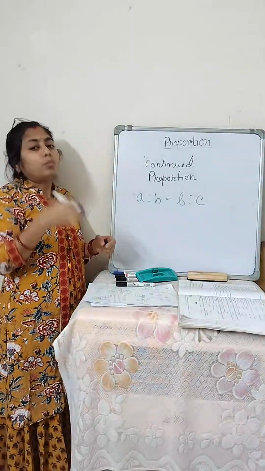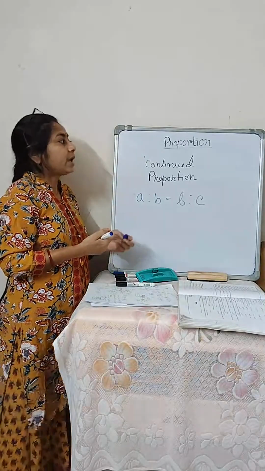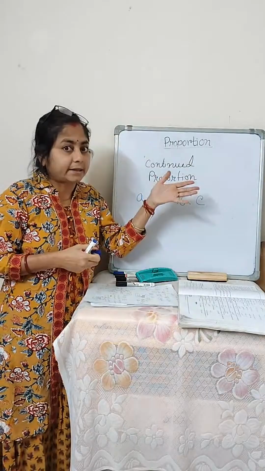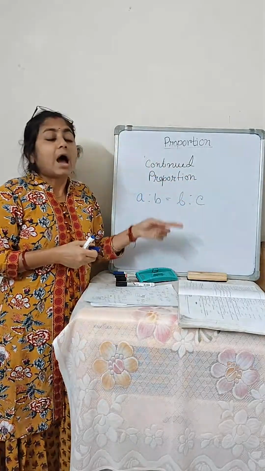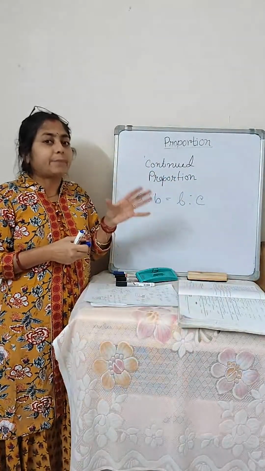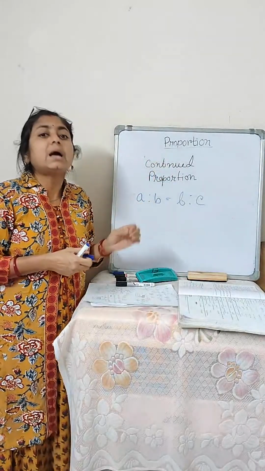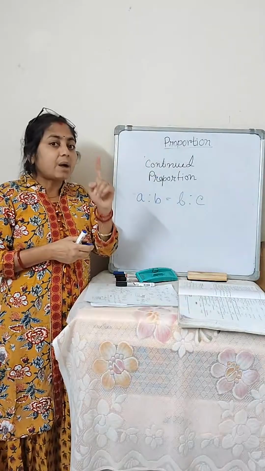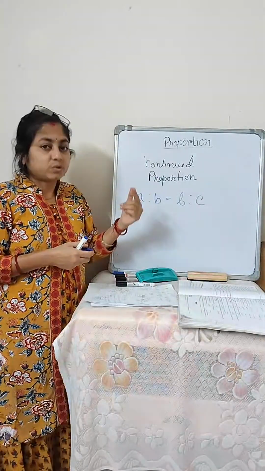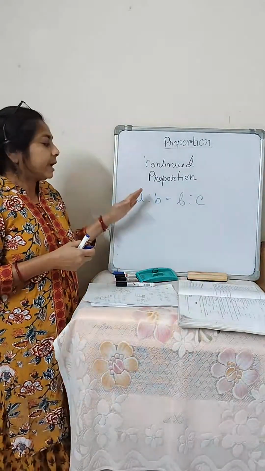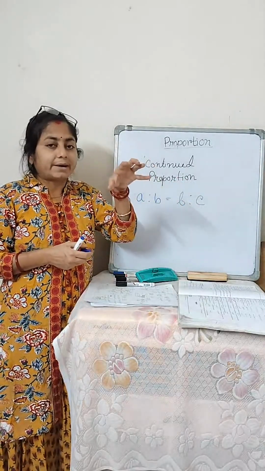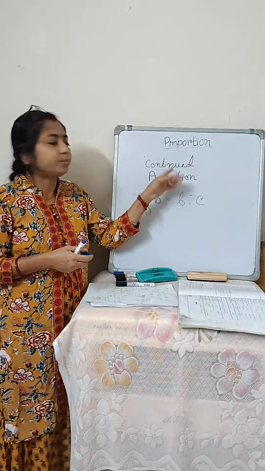Clear? One more time I tell you. In the proportion, the first one is another one, A, B, C, D. And now I tell a new type of proportion maths. This is called continued proportion maths. What is this one? One number is repeated, so it is called continued proportion. A is to B equal to B is to C. So the mid number is repeated. It is called continued proportion.